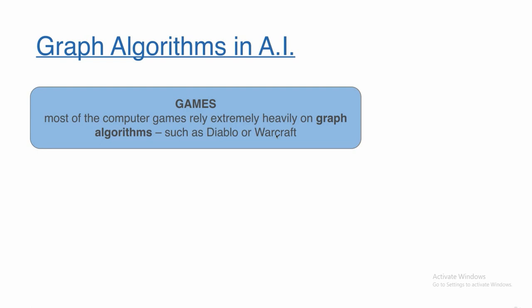Of course, there are several approaches such as breadth first search, depth first search, Dijkstra's algorithm, or A-star search. We are going to talk about these approaches, and we will come to the conclusion that A-star search is an extremely powerful search algorithm for these kinds of problems. So games such as Warcraft rely extremely heavily on graph algorithms such as A-star search.